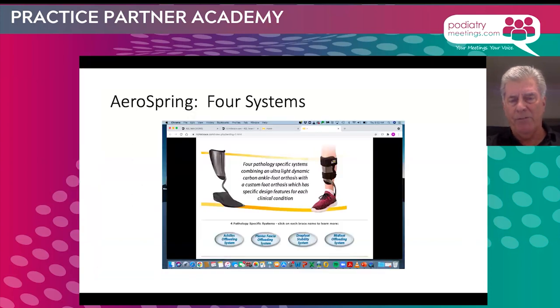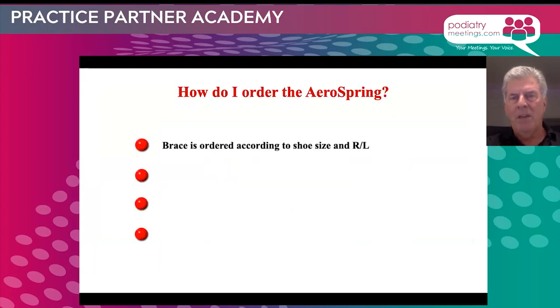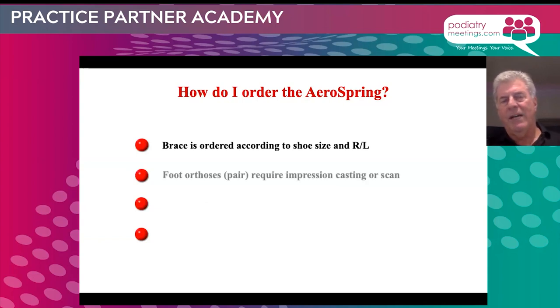We actually have 4 systems: an Achilles offloading, plantar fascia offloading, a drop foot stability system, a midfoot offloading system, and then we're introducing shortly a diabetic Lisfranc forefoot amputation system. You can order the AeroSpring brace according to shoe size because the carbon fiber brace is not custom. The foot orthoses do require impressions, casting, or scanning.